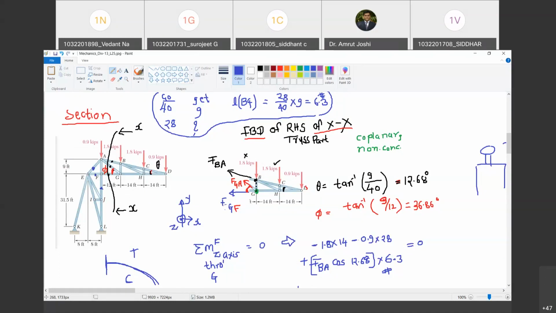One, it has to break the truss into 2 parts which do not have any connectivity once the cut is given along the section. Are you with me? Yes, sir. Second, it must pass through the members in which you want to find out forces. And third, it cannot pass through more than 3 members at a time. Are you with me? Yes, sir. These are the 3 rules of choosing a section.